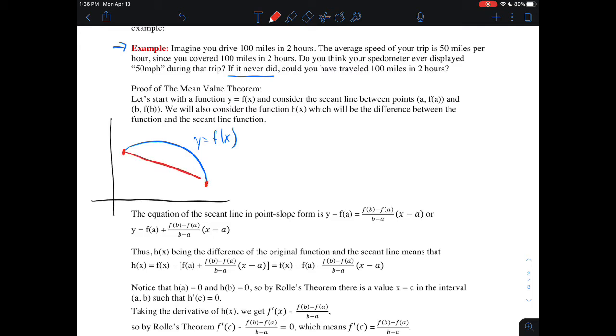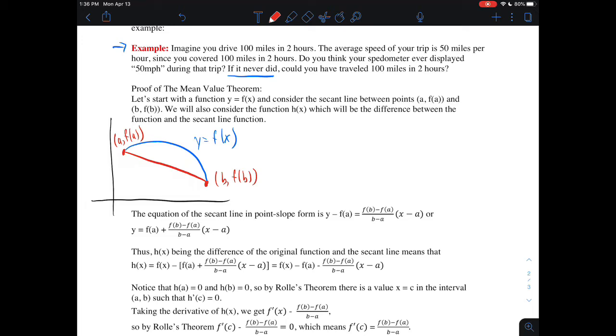Notice this is a little bit different from Rolle's theorem because the function values at those points are not equal. So here's (b, f of b), and then up here is (a, f of a).